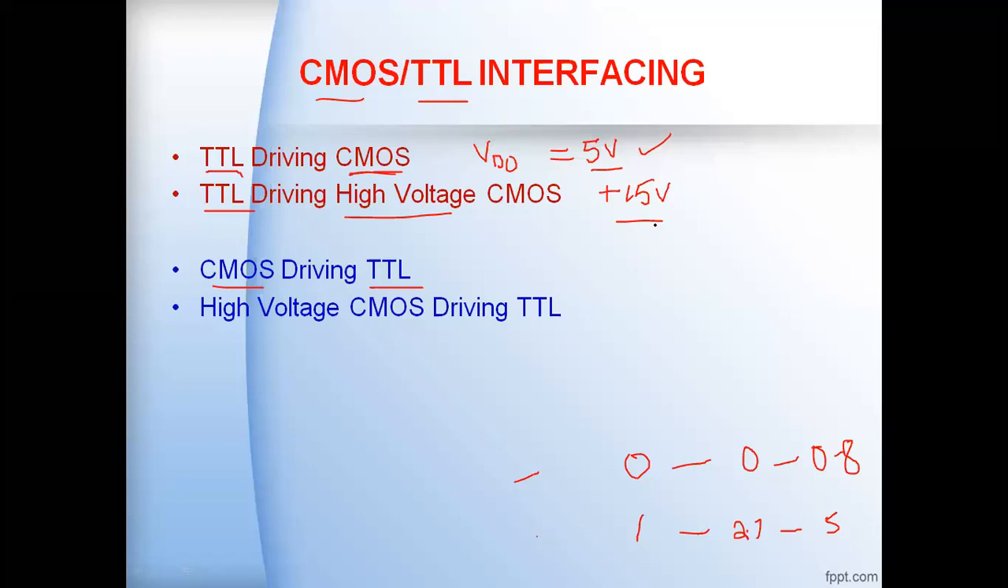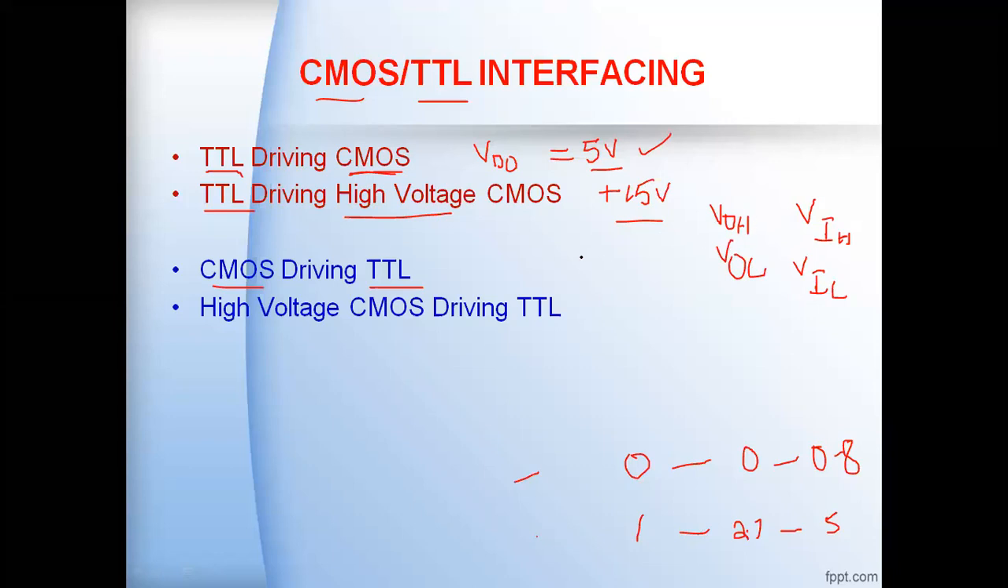Therefore, according to that 15 volts power supply, the logic levels will be defined here. So the VOH, VOL, VIH, VIL, these four voltage parameters are determined by the power supplies here. They are a function of the power supply rails. So therefore, they will have different voltage logic levels here.